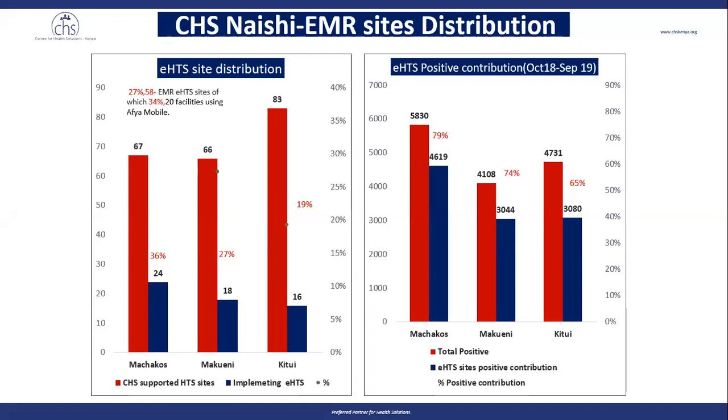Where 79% in Machakos of the sites contributed to the HTS positive contribution in the overall HTS data, 72% in Makueni and 67% in Kitui. The focus was on the high volume facilities that give us results as far as HTS is concerned, as well as we also were riding on the existing infrastructure done while implementing care and treatment for EMR in the same facilities. And as well, these facilities have very stable power supply.